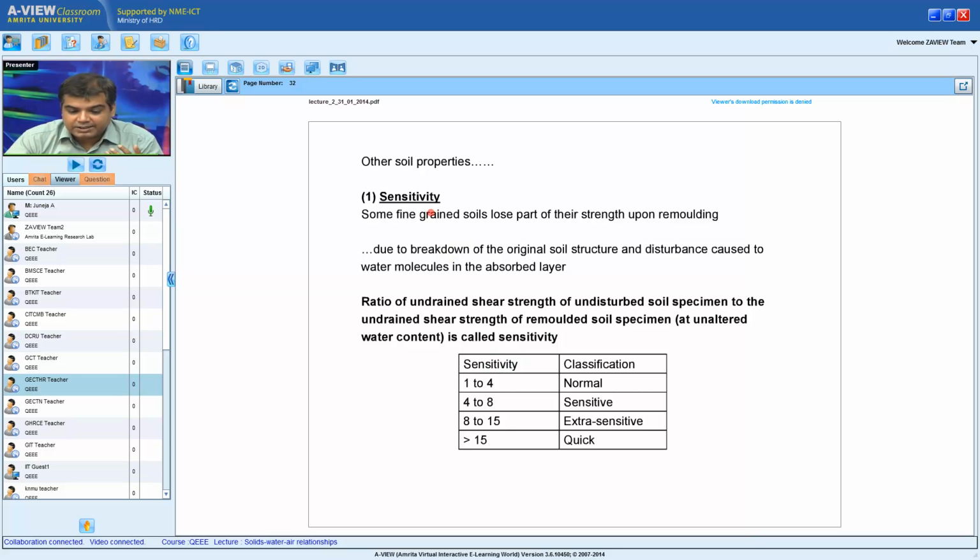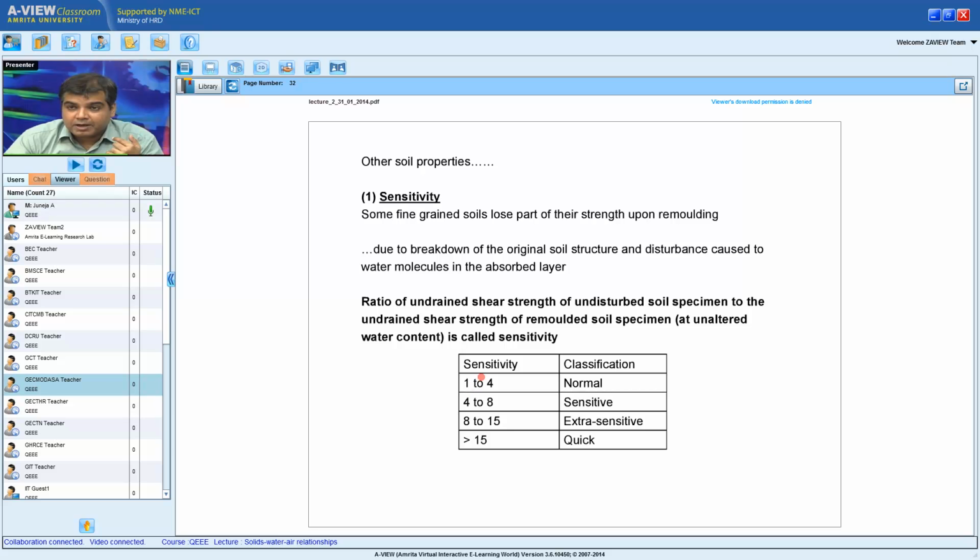So there is a range. Sensitivity would be defined as a ratio of strength. When we say strength, we refer to undrained strength. Normally, undrained strength is referred to for normally consolidated soils. We'll come to this much later. For the time being, just remember it's a strength. It's the strength of undisturbed soil to the strength of remolded soil. So it's a ratio. If this ratio is 1 to 4, we call this normal.